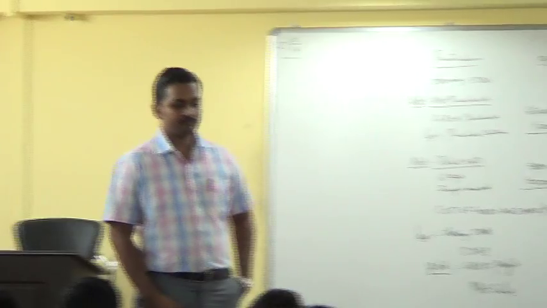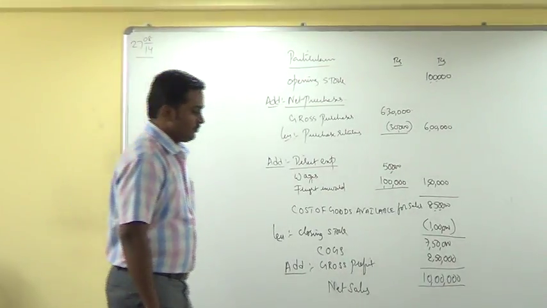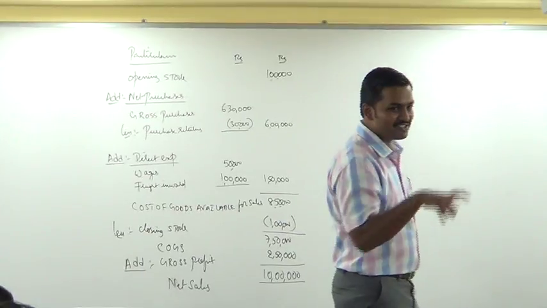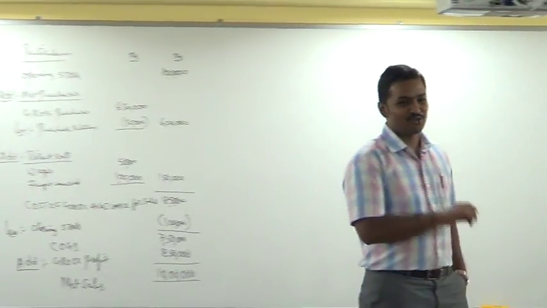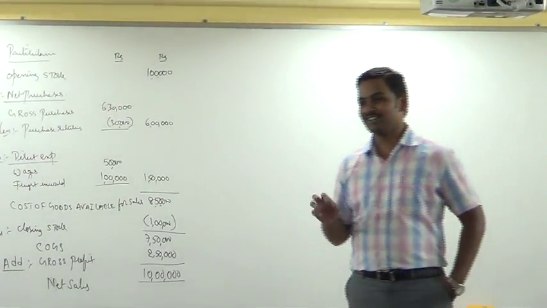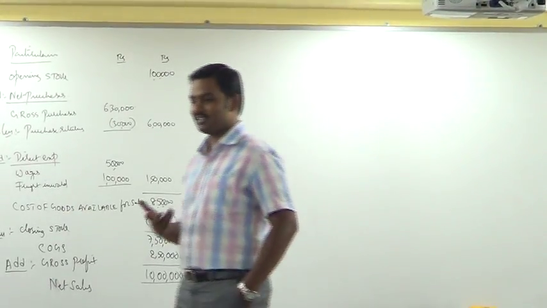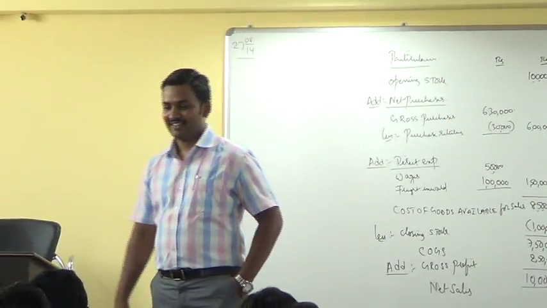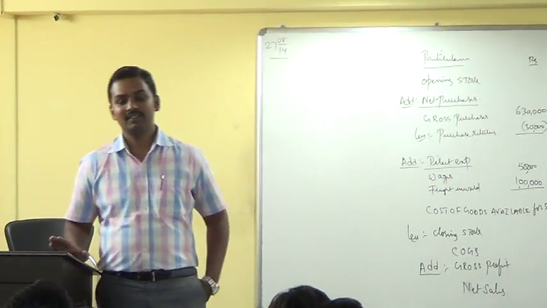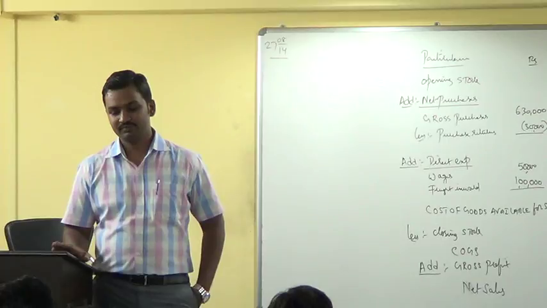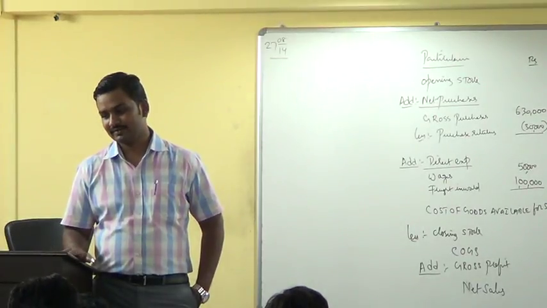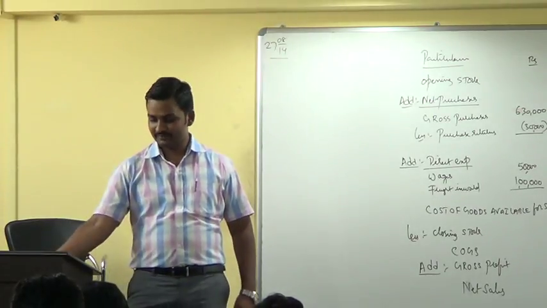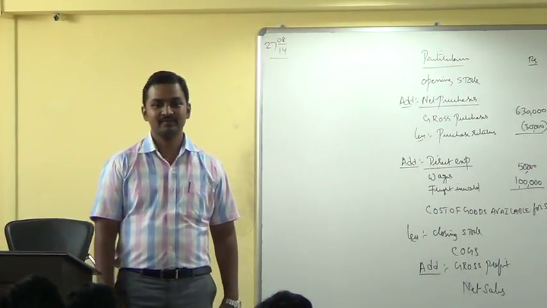Do it on your own. The information is jumbled this time. In the last problem, everything was given to you in the same order, so you could easily copy it down. Now I've jumbled the information, so I'll see how you are picking up. You should start with what? Opening stock. How much? 5 lakh.